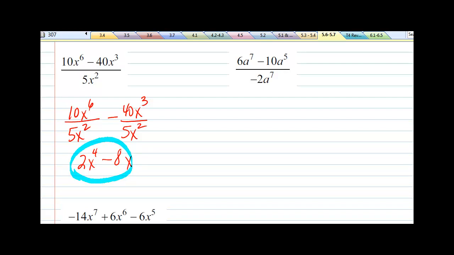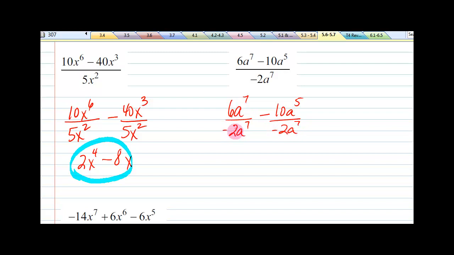We want to come over here and we're going to take this polynomial division and rewrite it as 6a to the 7th over negative 2a to the 7th. I'm going to take this sign right here as my operation, minus 10a to the 5th, and write that over negative 2a to the 7th. So I kept the negative sign with the 2a in the denominator.